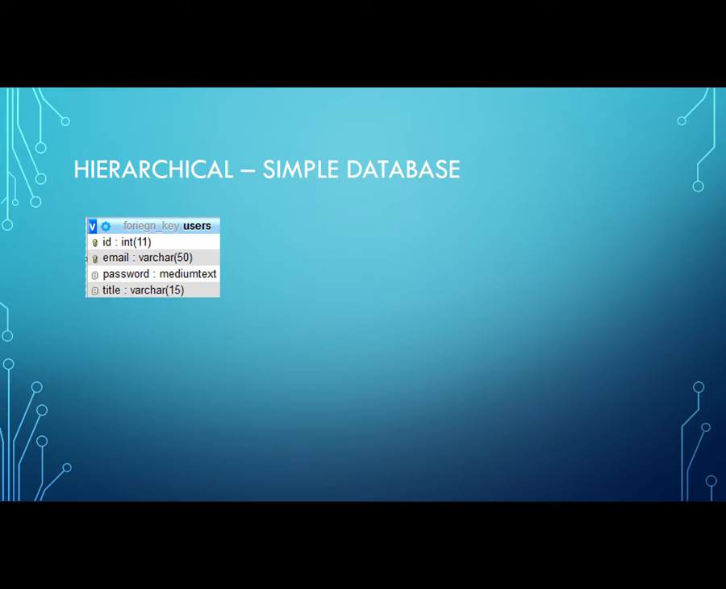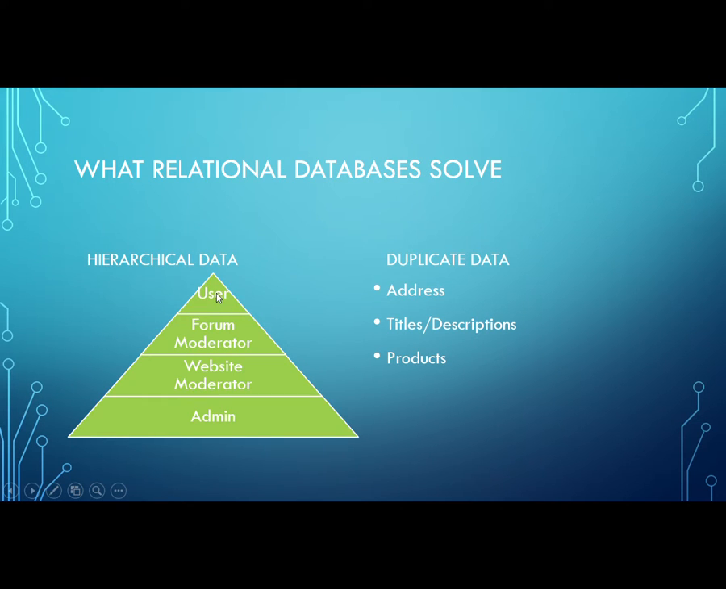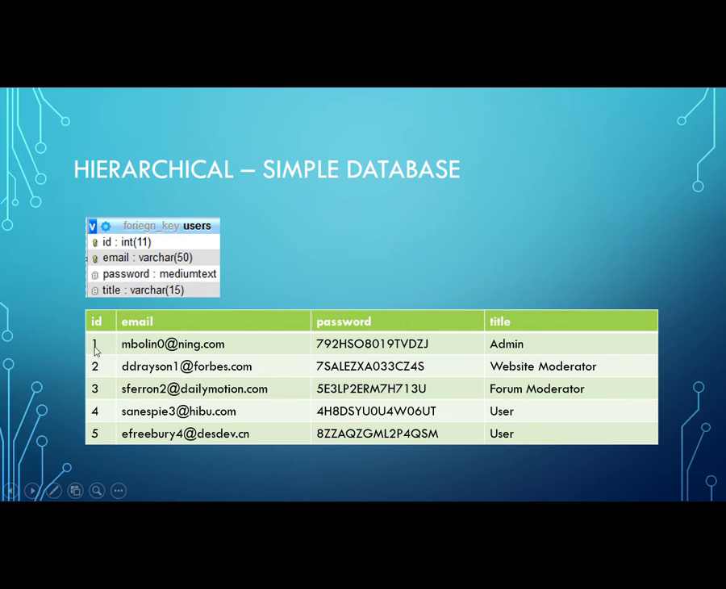You also have the email field, which is also unique. Then you have your password, which I set up as medium text, which could basically store a hash value. That's ideally what you would do. And then you have the title. Going back to our little pyramid, the title would represent user, forum moderator, etc. And here's some sample data.